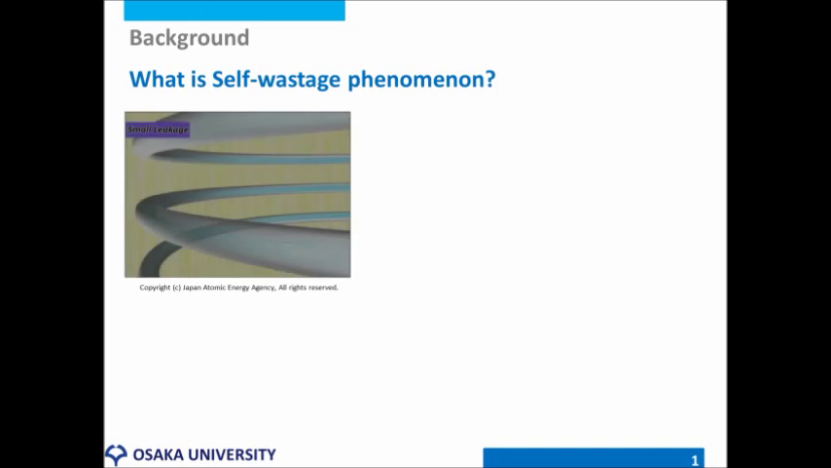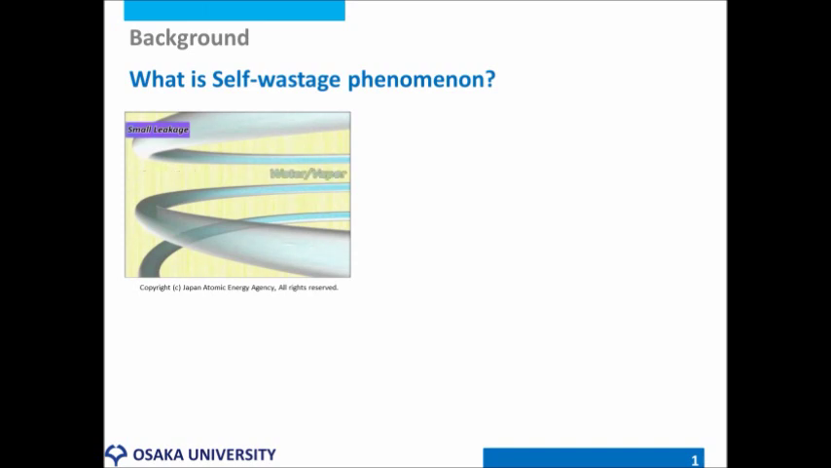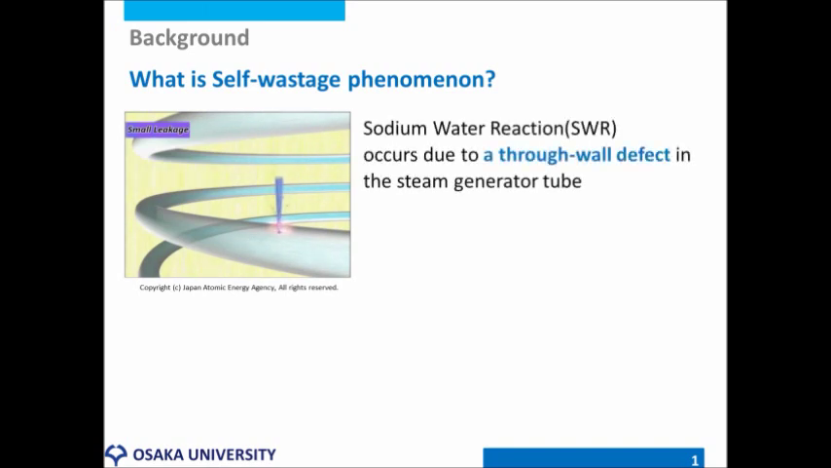In a steam generator of a sodium fast breeder reactor, there exist leakage sodium and water vapor through a thin heat transfer tube. Therefore, if a tiny through-wall defect occurs at the surface of the tube, high-pressure water and vapor will leak into the sodium side and a sodium-water reaction will take place.